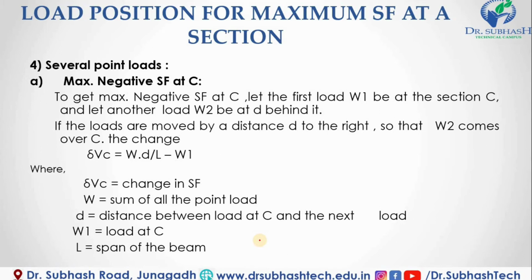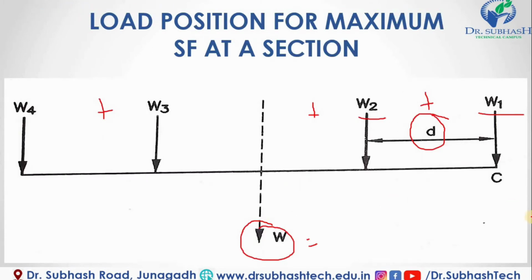To get the maximum negative shear force at C, let the first load W1 be at section C. How does it move? W1 should act at C. This is the continuous plan. You know that this C is given at distance X. And what should be the load arrangement? If we find the negative shear force at C, then the first load should act at C, then the second, then the third, and then the fourth. This is explained in the figure.